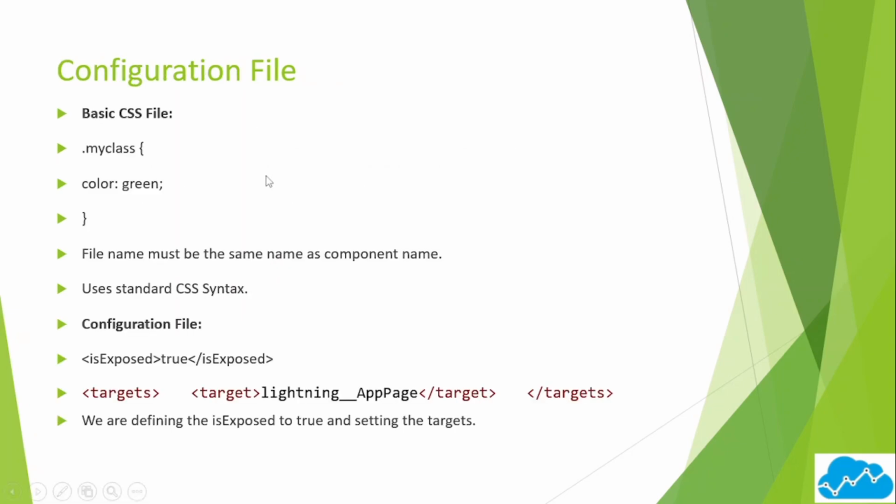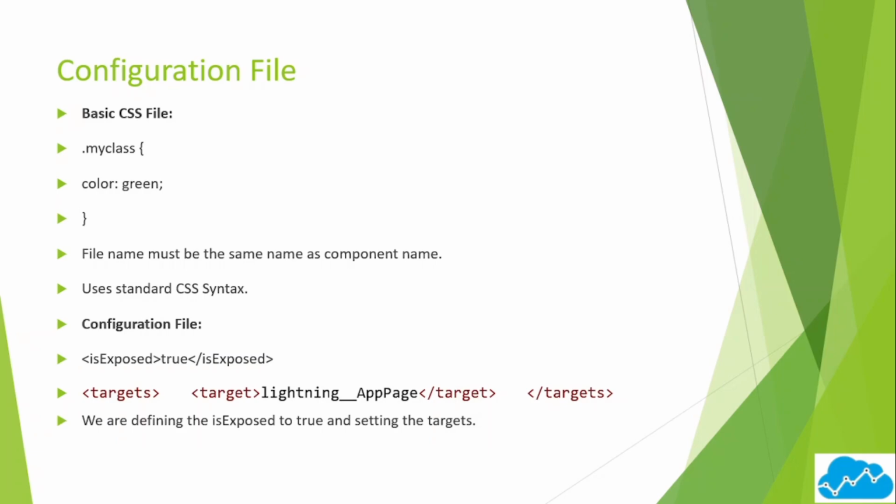Then we are seeing a CSS file. In this we are going to write .myclass, in the curly braces we are going to define the styles. As here I am taking color green. File name must be the same name as component name. So if the component name is myComponent, then the file name must be mycomponent.css. Uses standard CSS syntax. Here also it is using standard cascading style sheet syntax.